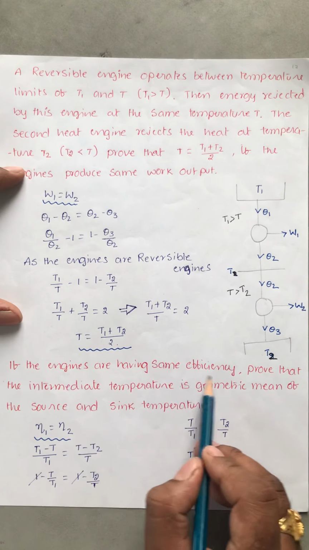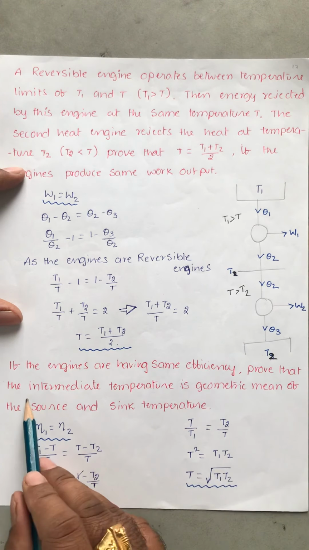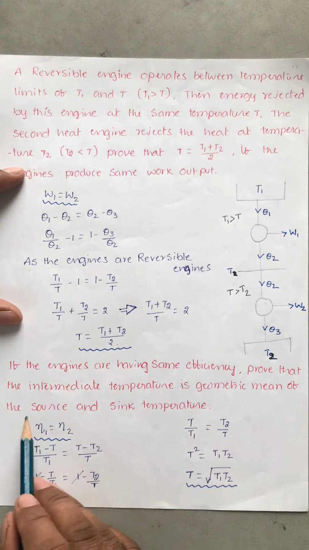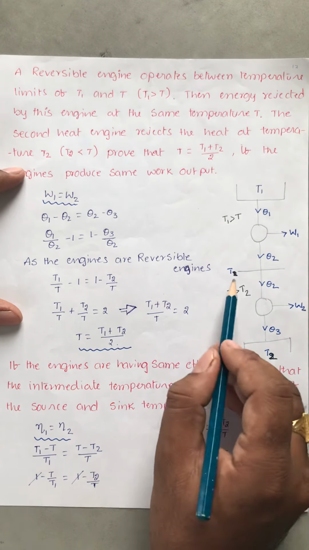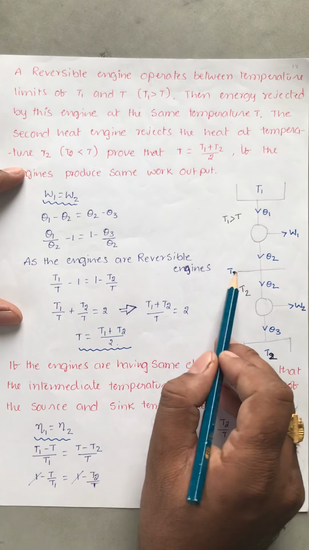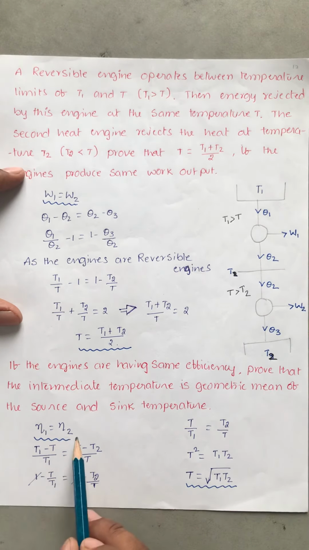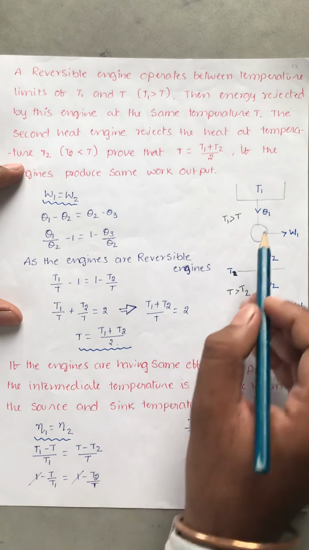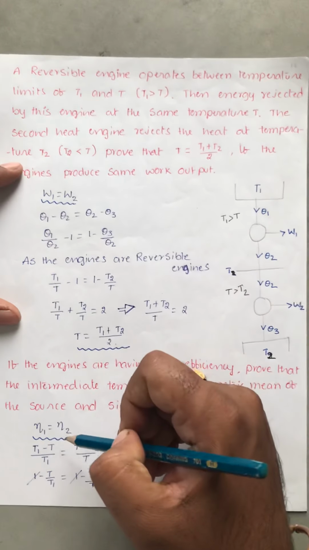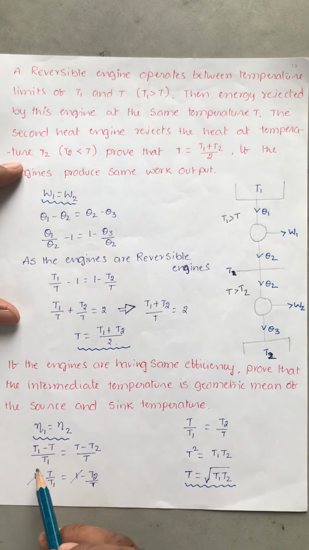If engines have the same efficiency, eta 1 equal to eta 2, prove that the intermediate temperature is the geometric mean of the source and sink temperatures. If the engines have the same efficiency, then the intermediate temperature is the geometric mean of these two temperatures. That we need to prove. Eta 1 equal to eta 2. The engines are Carnot engines, so efficiency can be written in terms of temperatures.